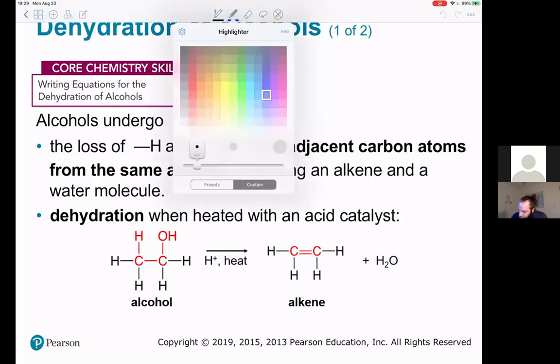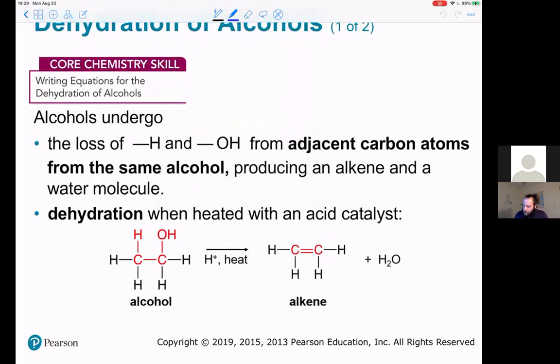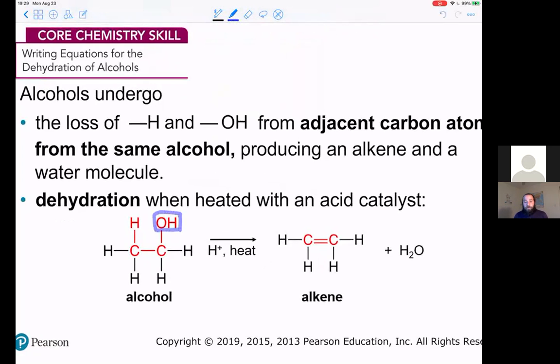Let's just note what's happening. I have my alcohol, the hydroxyl group on one carbon, and the hydrogen on the neighboring carbon will come together, come off as water, and that will allow those two carbons to now form a double bond. So this is the opposite of an addition reaction. This is what we called our addition reaction, also called a hydration. Now we're talking about going the other way, a dehydration, where water is leaving and we're being left with a double bond.